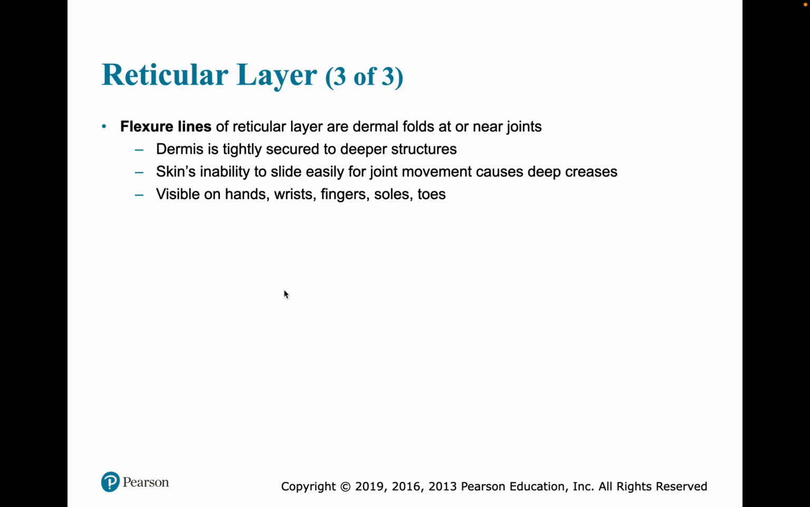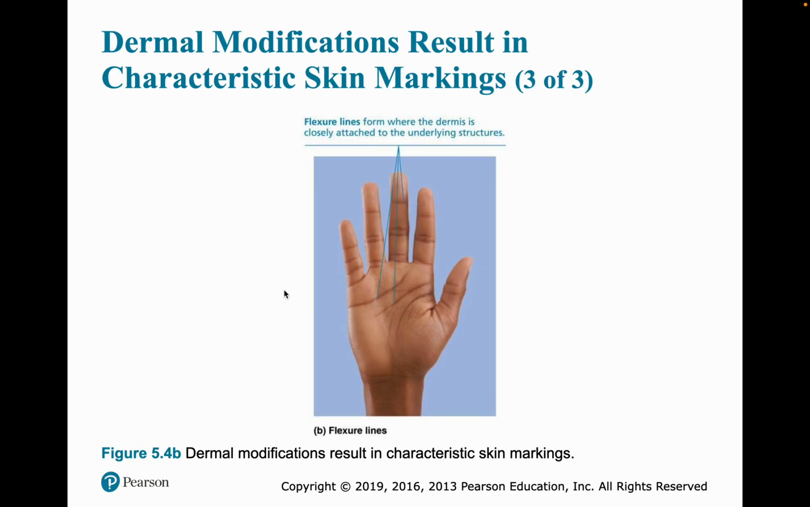The reticular layer has flexure lines. These are the dermal folds near joints. The dermis is tightly secured to deeper structures. The skin's inability to slide easily for joint movement causes deep creases. We can see these on places where we bend a lot, like our hands, our wrists, our fingers, our soles, and the toes of our feet. So markings here are these flexure lines.